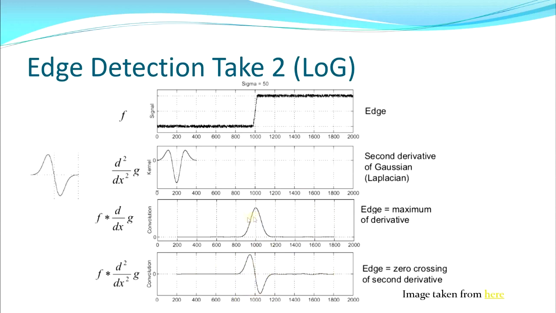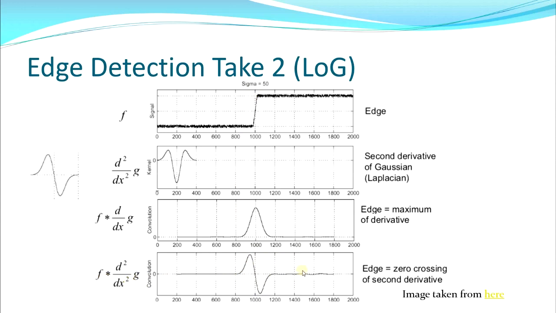So please notice the difference between this and this. Over here, wherever there is an edge, it has maximum output. So here, wherever there is an edge, the derivative is maximum. But over here, wherever there is an edge, there is a 0 crossing. So there was an edge over here, and over here the function is crossing the 0 point. This is the 0 point. So this is one insight that you get from a LoG.